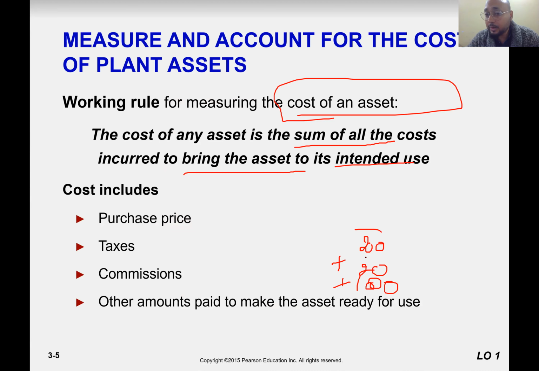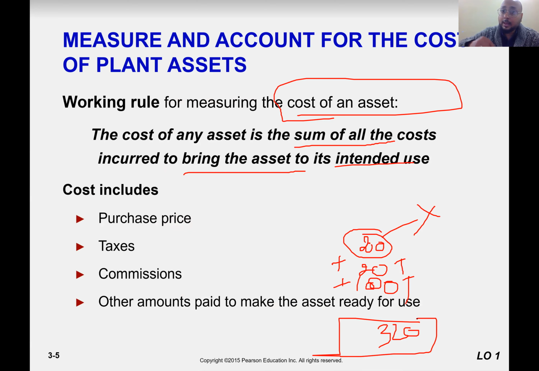It's not about the 200. The cost of the AC is not about the 200. The cost of the AC is 200 plus 20 plus 100. It is 320. So the asset came to us and we incurred some expenses to make it ready for its intended use. So now we are about to use it.